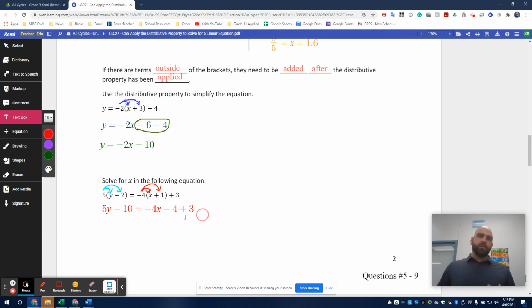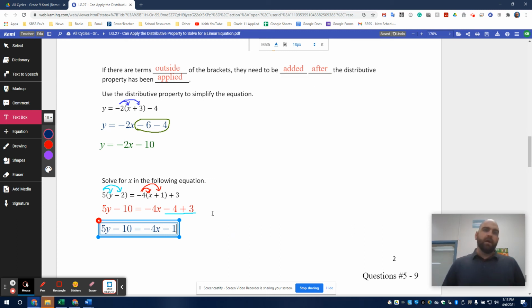Now, we see that we have like terms on this side, and we want to combine those. So when we do that, we're going to have 5y minus 10. That part still stays the same. And we have -4x, and we have -4 and +3, which means we have -1. All right. So now we've used the distributive property, and we've combined our like terms on either side.